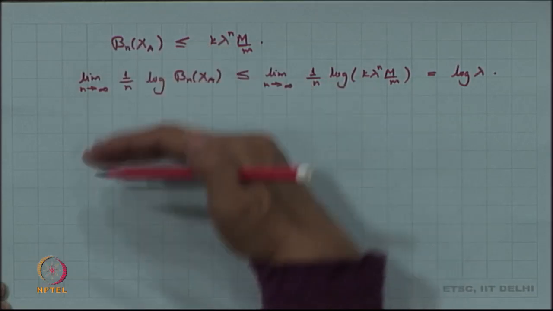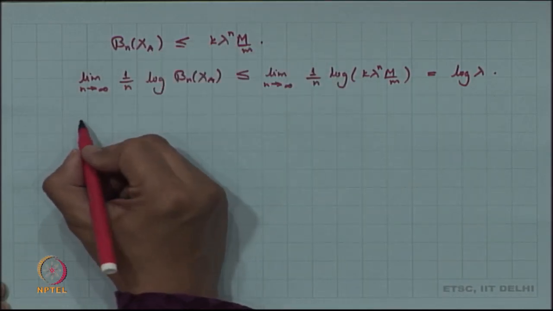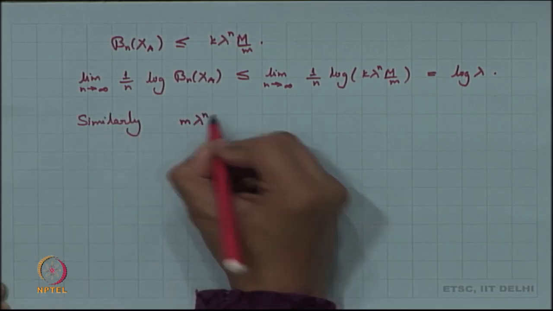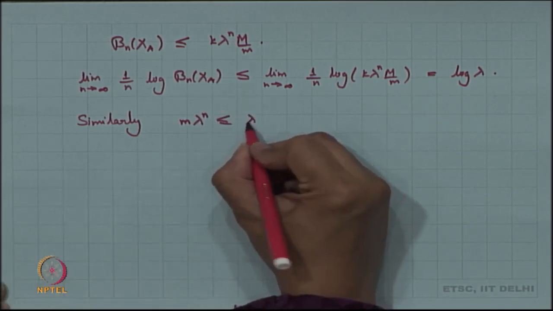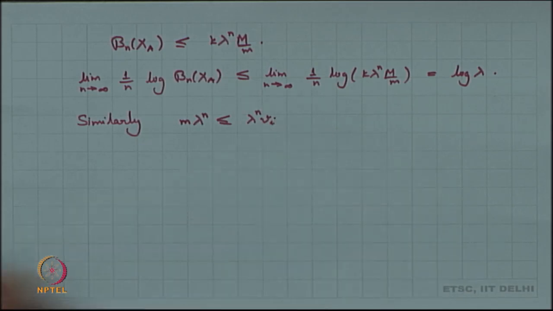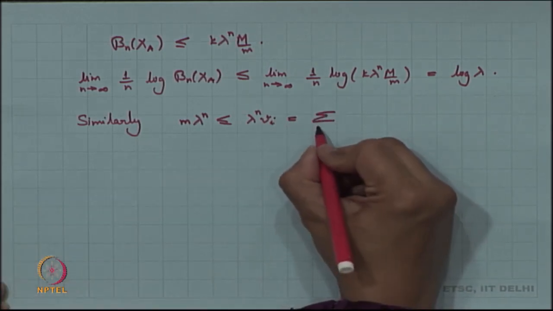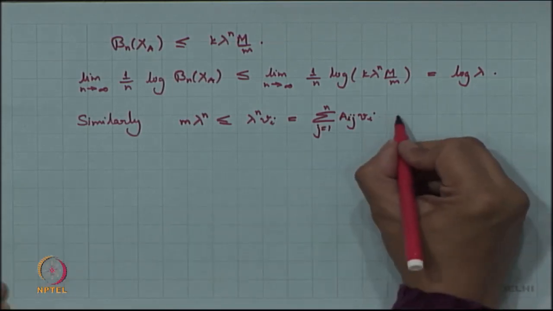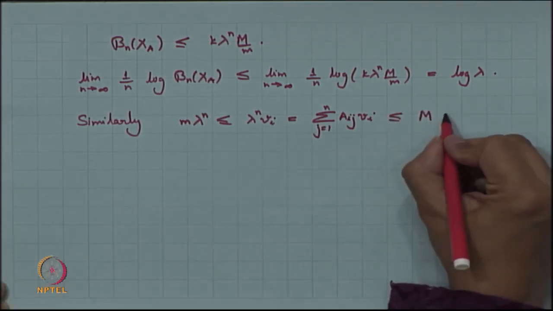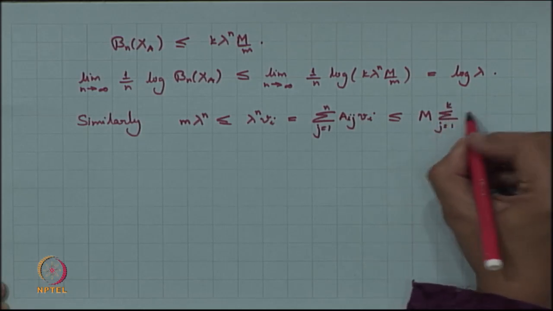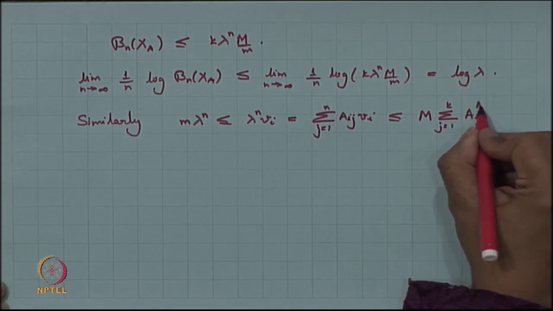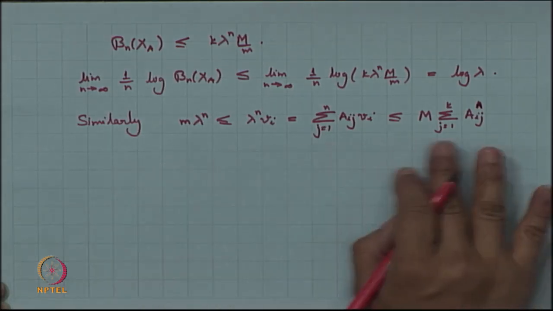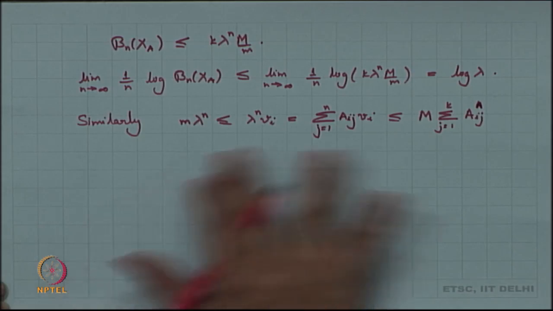But then we can similarly, just as we saw in this case, see that if I take m times lambda to the power n, that is going to be less than or equal to lambda to the power n times V_i, which I can say would be the same as the summation j going from 1 to n of a_ij V_j, and this is going to be less than or equal to capital N times the summation j going from 1 to k of a_ij to the power n.